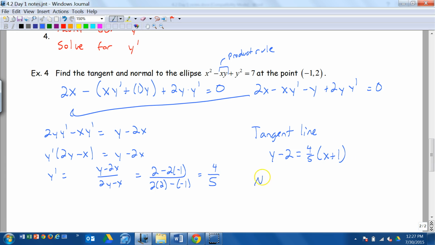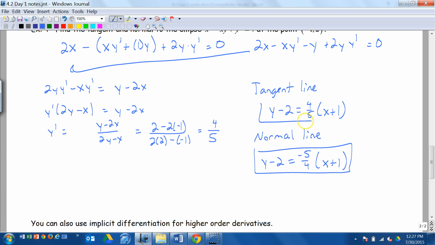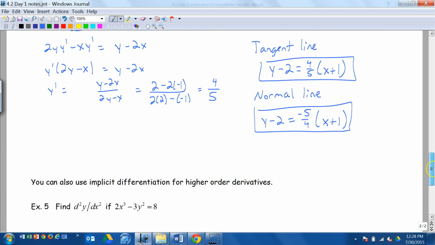And the equation for the normal line, we just opposite reciprocal the slope. I don't know if that was really a verb that I just used there, but you guys know what I mean. So these are the two answers. Again, the whole process is finding the slope by taking the derivative. Okay. Last thing, we're going to do higher order derivatives.